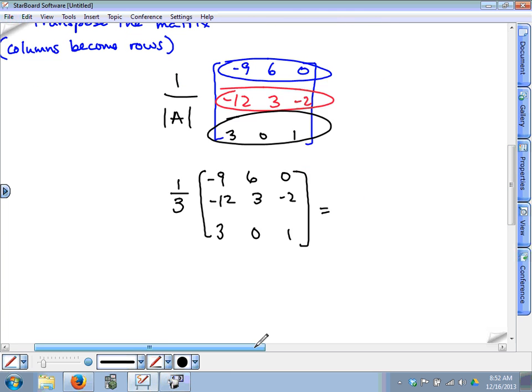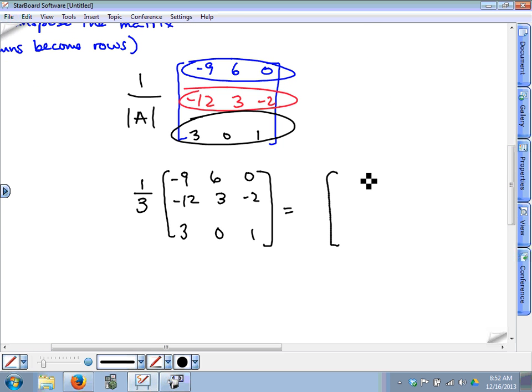If we multiply everything in there by 1/3, we're going to get negative 3, negative 4, 1, 2, 1, 0, 0, negative 2/3, and 1/3. Woo! That wasn't that bad. We finished in the nick of time.